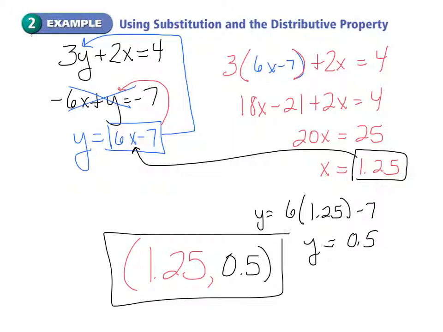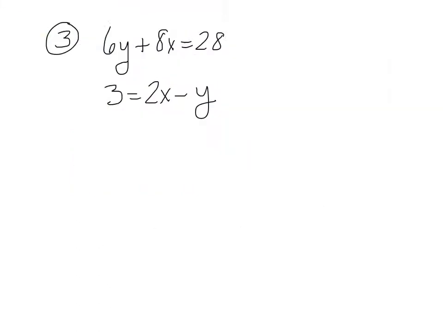So my ordered pair would be 1 1/4 and a half. All right, the next example: if you think you got it, great. You can skip ahead to see what the answer is. So let's solve this one.